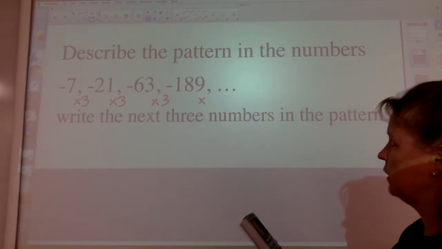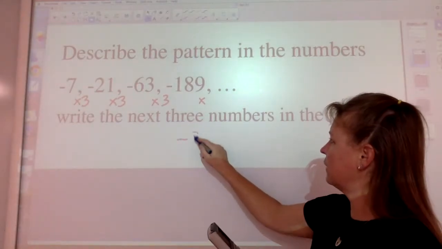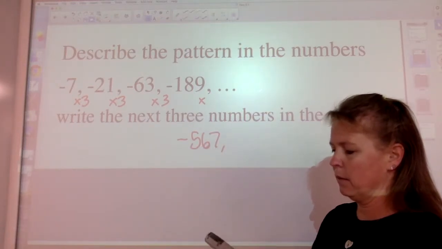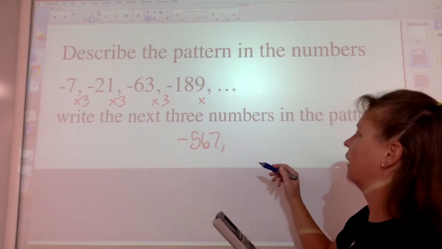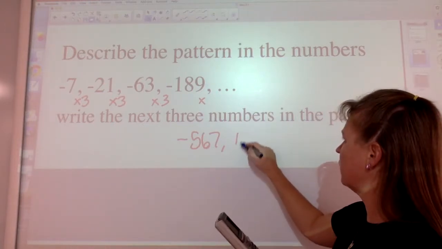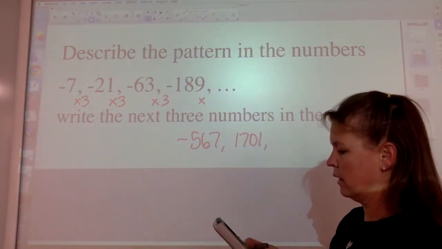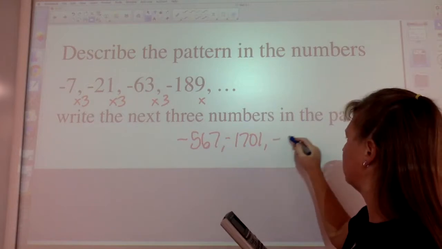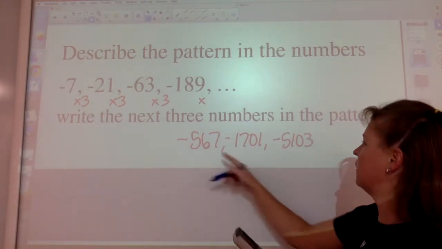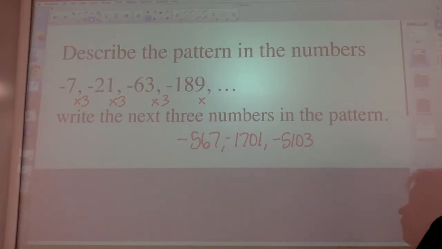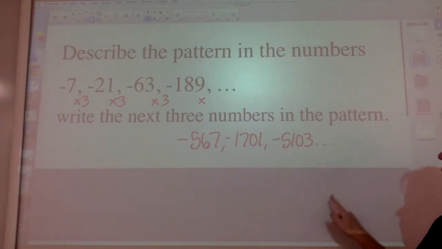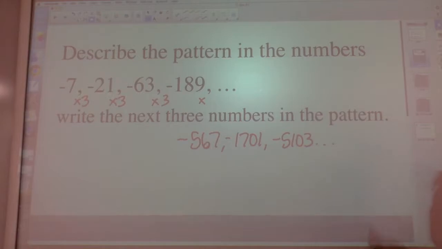-189 times 3 is -567. Oh, I like that number, 567. And then take that one times 3, and you get -1701. And then you take that number times 3, and you get -5103. Sorry, all 3 of them are negative because we're just multiplying by the positive number 3. And then you could put dots, saying this is going to continue, but we only found those 3 in the pattern.